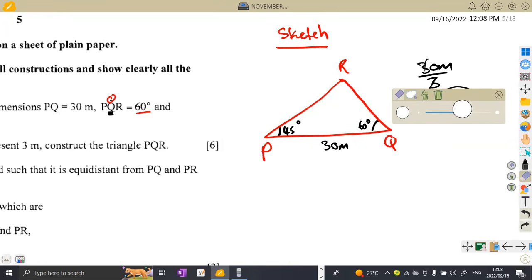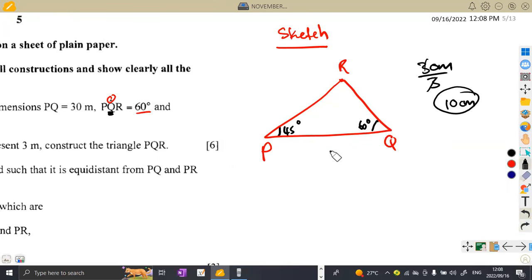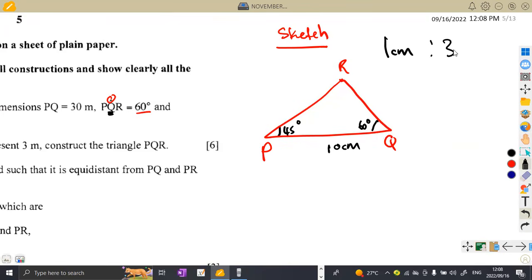Let me just reduce this a little bit. Okay, it's no longer erasing, it's saving. Okay, guys, it's fine. After some time, it saves. So I just have to wait for it. So we said we are going to have 10 centimeters instead of 30 meters, because we do not have 30 on our diagram. So that is the first thing that you're supposed to write: 1 centimeter to represent 3 meters. That is what you have to indicate so that the examiner knows what you're doing.